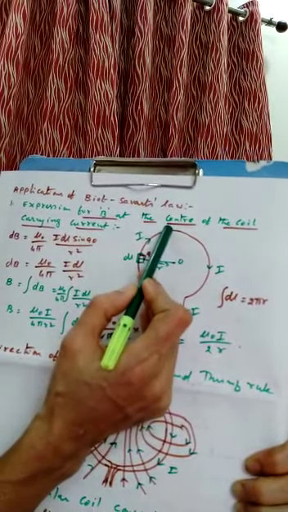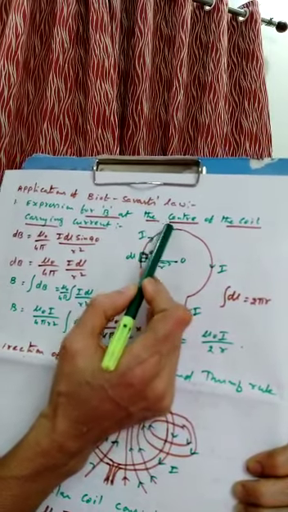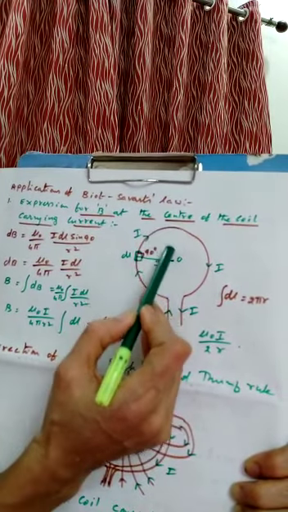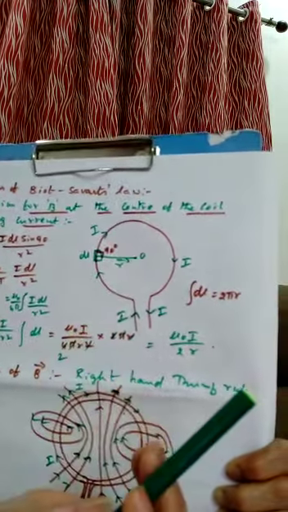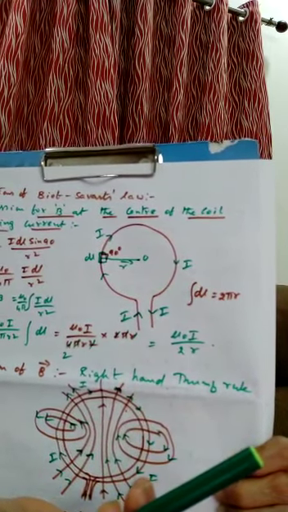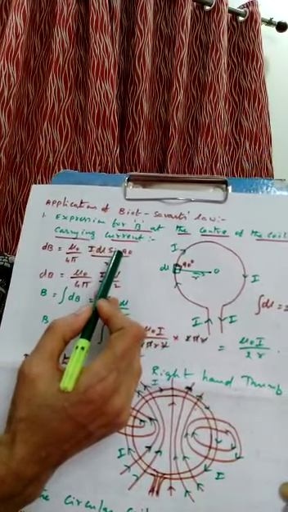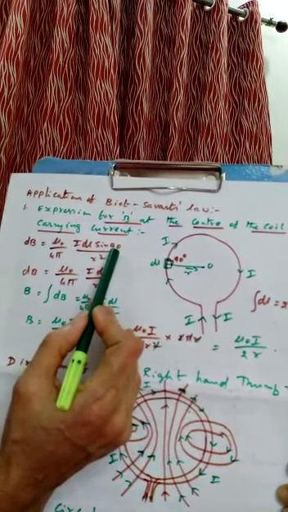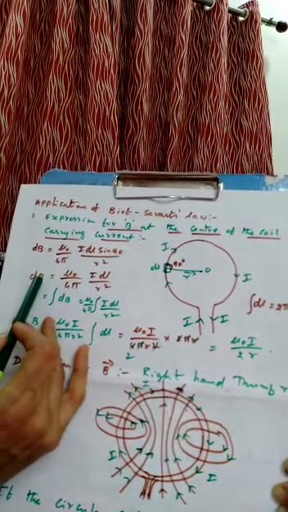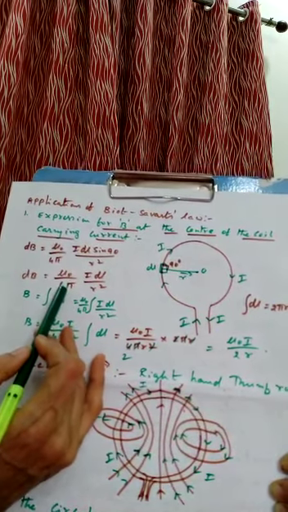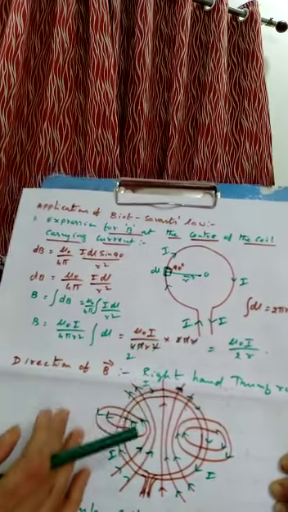Madam, if it is here, then also this is r, and here the tangent, and tangent and r are perpendicular. Both are perpendicular to each other. So 90 degrees here, I dl sin 90. What is the value of sin 90? 1. So we have written dB is equal to mu naught by 4 pi I dl by r square.